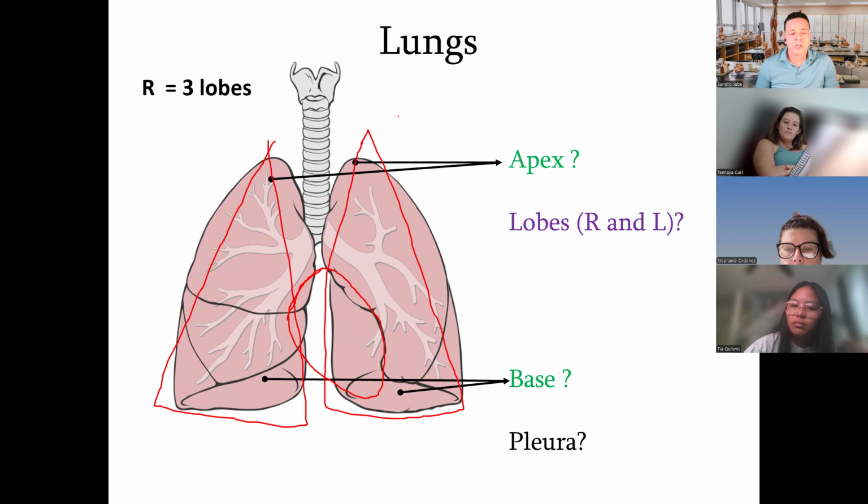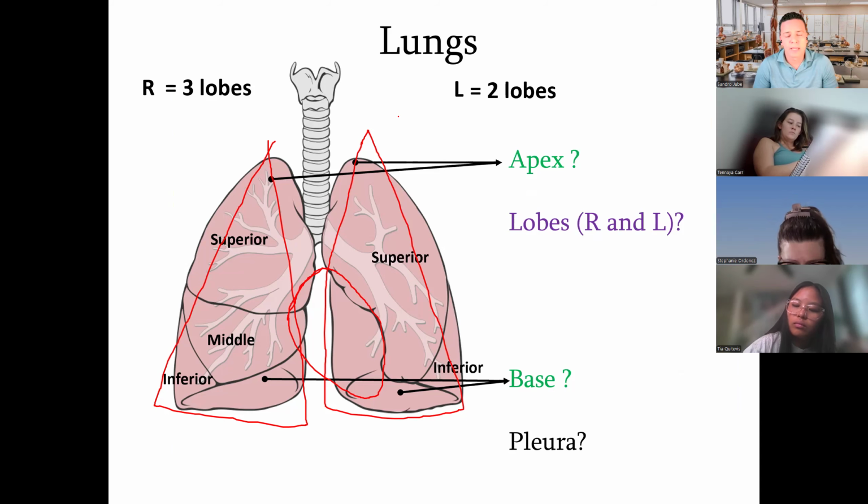And if you take a closer look, the right lung has 3 lobes. We have a superior lobe, a middle lobe, and an inferior lobe. But if you take a look at the left lung, there are only 2 lobes. We only have a superior and an inferior lobe. Again, the left lung is smaller than the right lung.